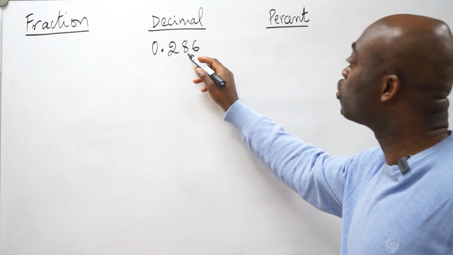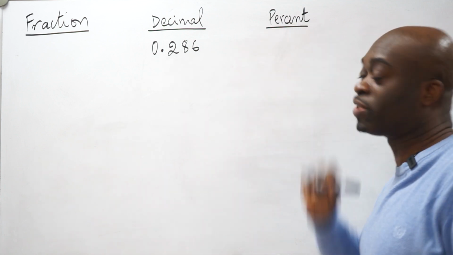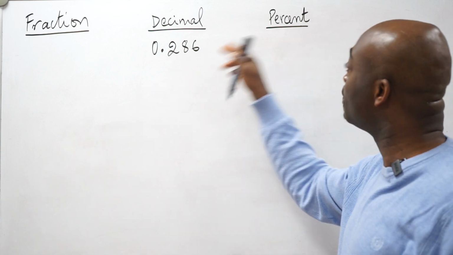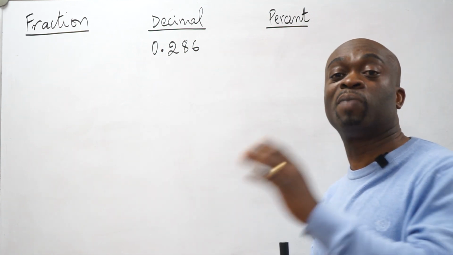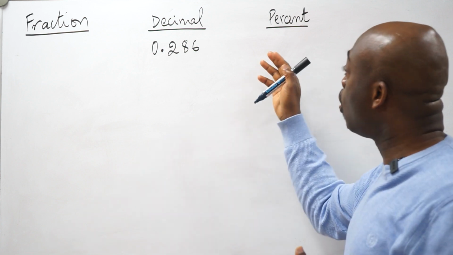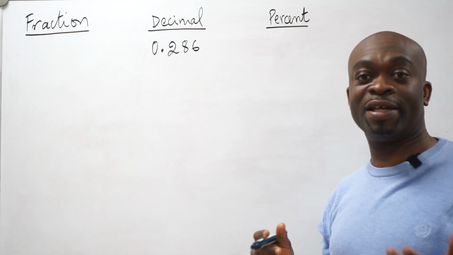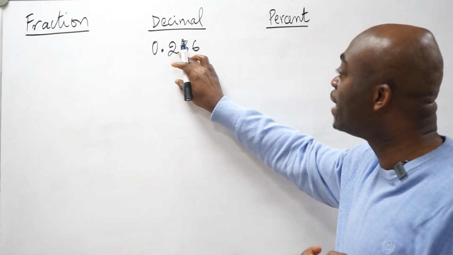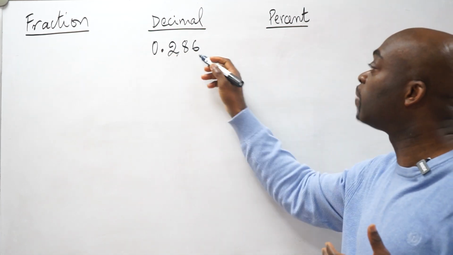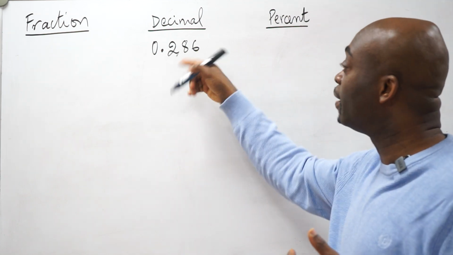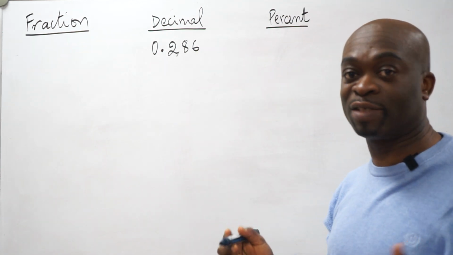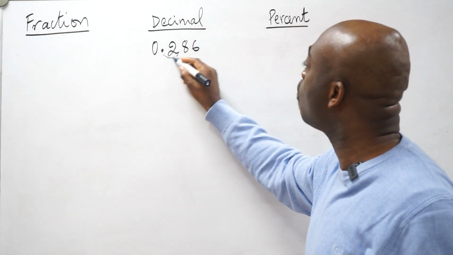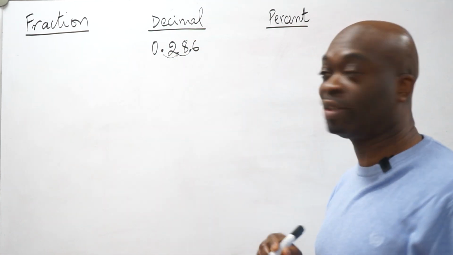So you have 0.286. Now, let's say you're going for percent. Because this is a decimal going to percent, that means you have to multiply by 100, or you move your decimal place twice to the right. So either or. Let's go by moving the decimal place twice to the right, because that one could be easier. So you have your decimal place here, so it's once and twice.